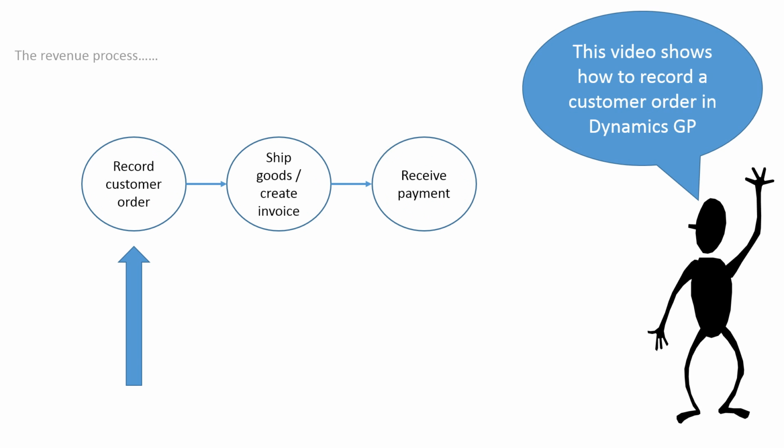The revenue process consists of three main steps: record a customer order, ship the goods and create an invoice, and then receive payment. This video shows how to record a customer order in Dynamics GP.